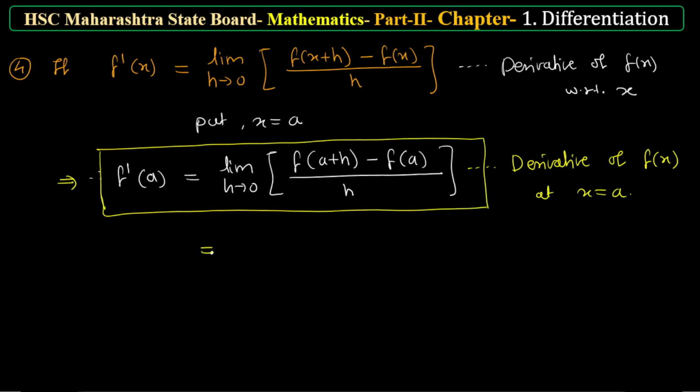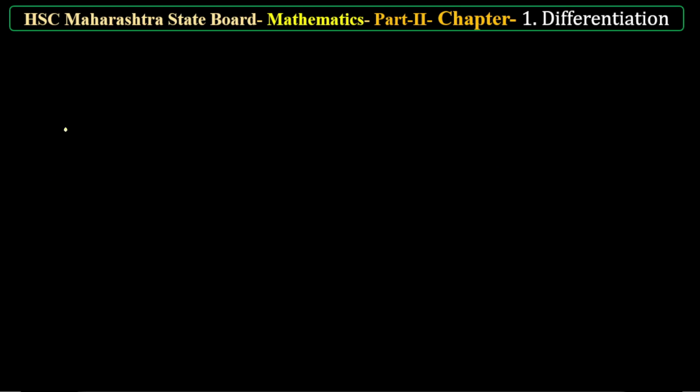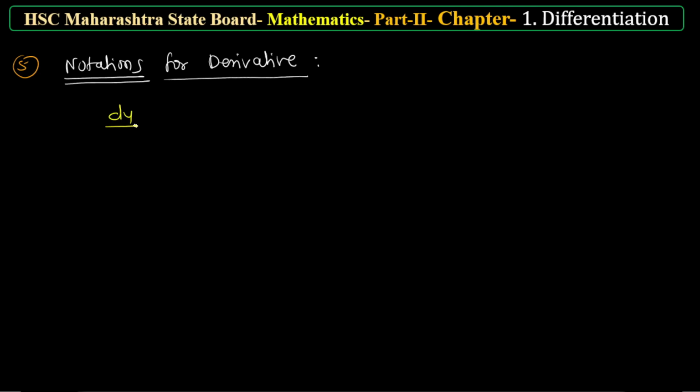The second notation, dy upon dx, means the derivative of y with respect to x at point x is equal to a. Fifth, notations for derivative. Here dy upon dx is the derivative.